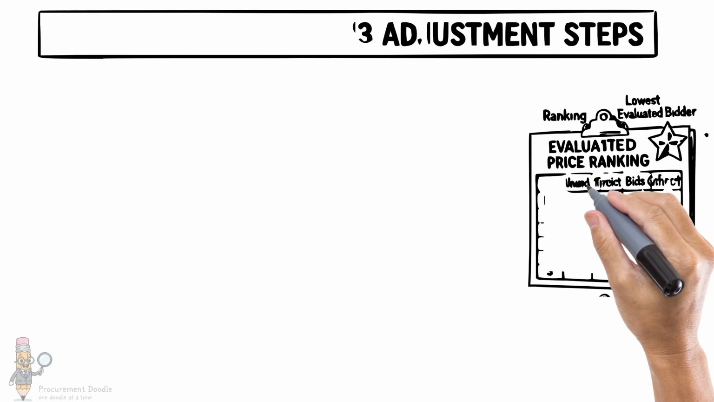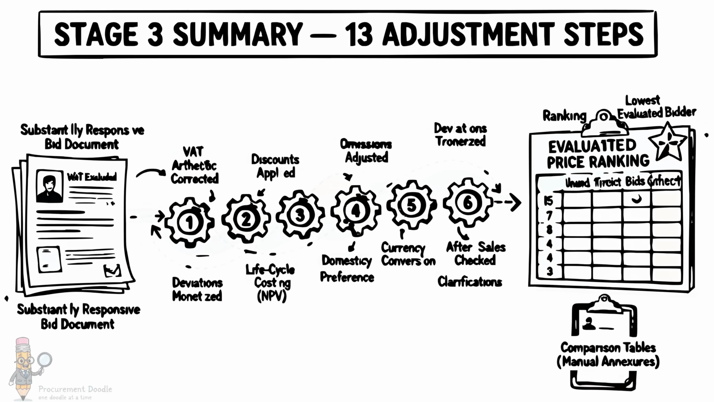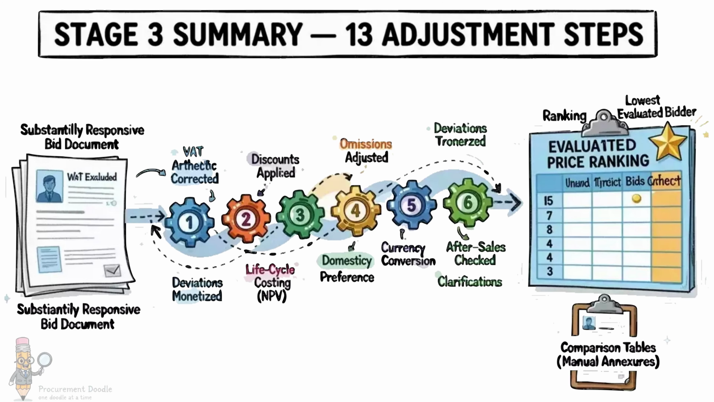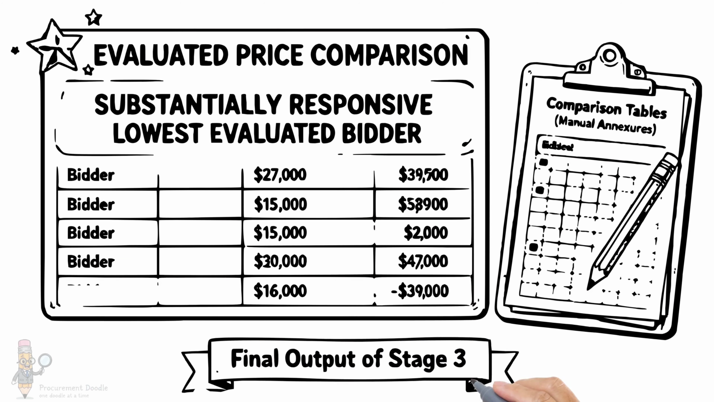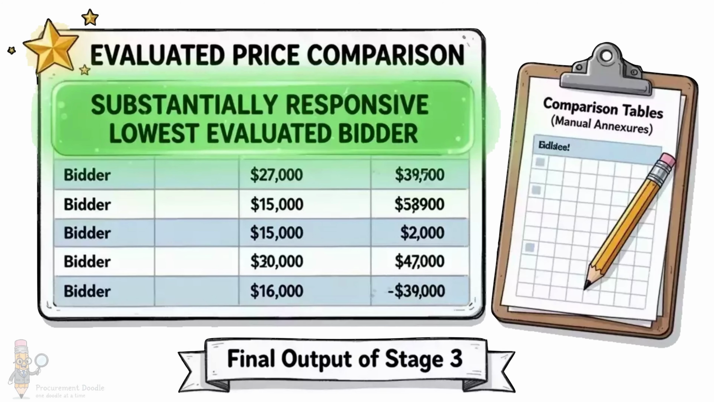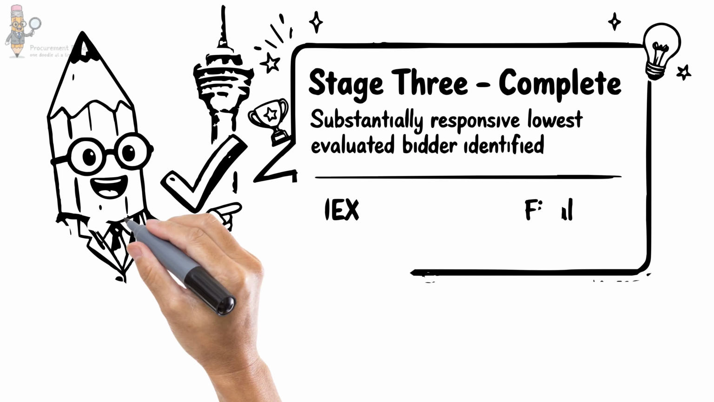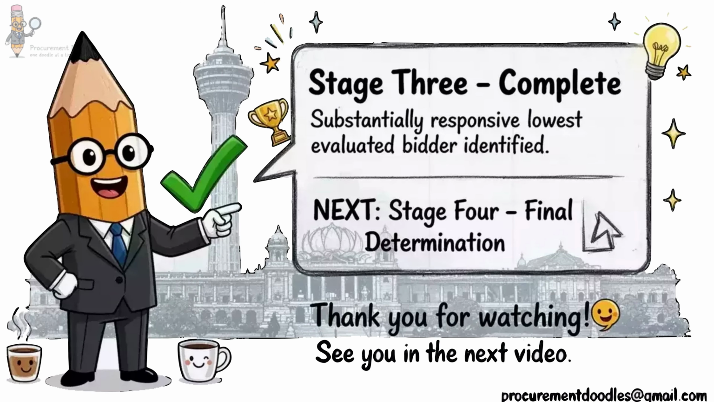To summarize what we discussed under Stage 3, the detailed bid evaluation, we apply 13 sequential adjustment steps to each substantially responsive bid, from excluding VAT through correcting arithmetic, applying discounts, handling omissions and delivery, to life cycle costing, domestic preference, currency conversion, and clarifications. The result is a ranking of evaluated prices documented in comparison tables, identifying the substantially responsive lowest evaluated bidder. With that, we conclude Stage 3, the detailed evaluation that identifies the substantially responsive, lowest evaluated bidder.